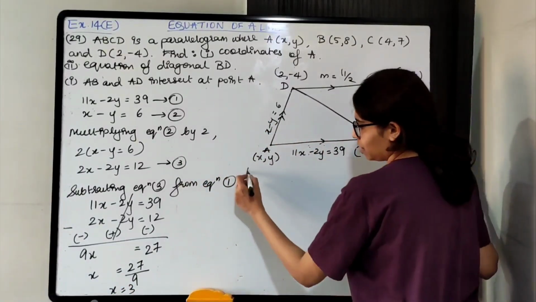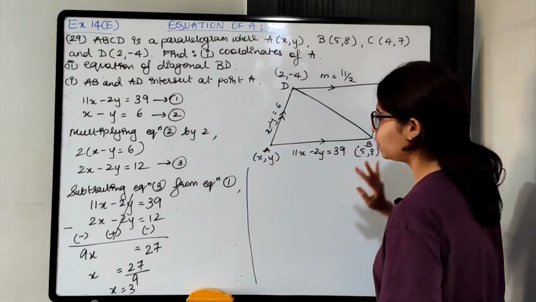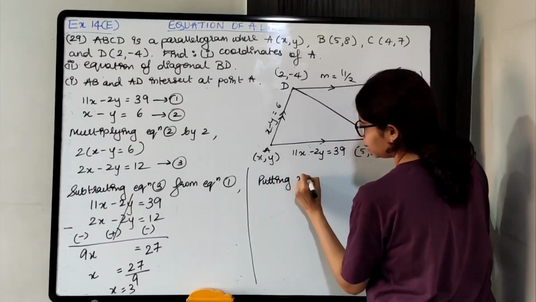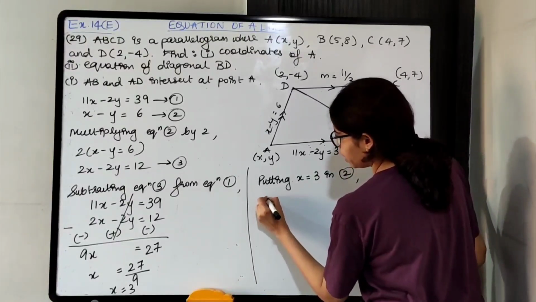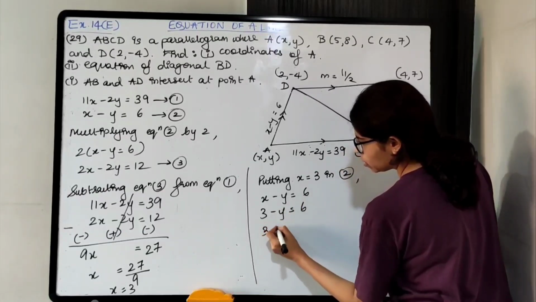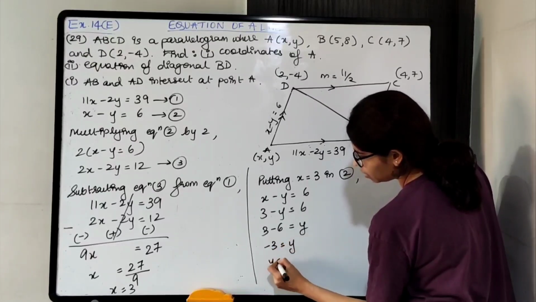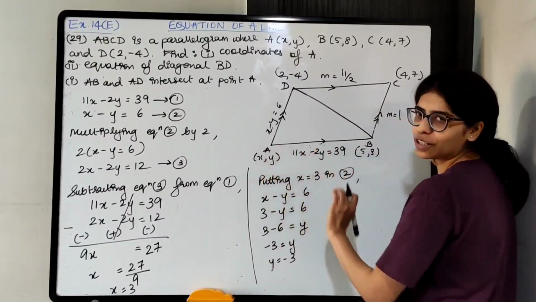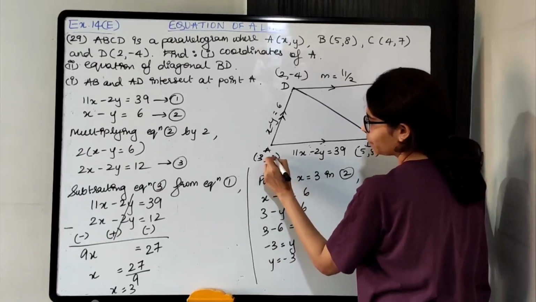All right, now put the value of x in one of the equations. I'll be putting it in 2. सबसे easy equation है. So putting x equal to 3 in 2. So x minus y is 6, that is 3 minus y is 6. So shift 6 over here and y over here. That is minus 3 is equal to y, that is y is equal to minus 3. x and y का वैल्यू मिल गया, that is A का कोऑर्डिनेट्स मिल गया. x कोऑर्डिनेट है 3, y कोऑर्डिनेट है minus 3.